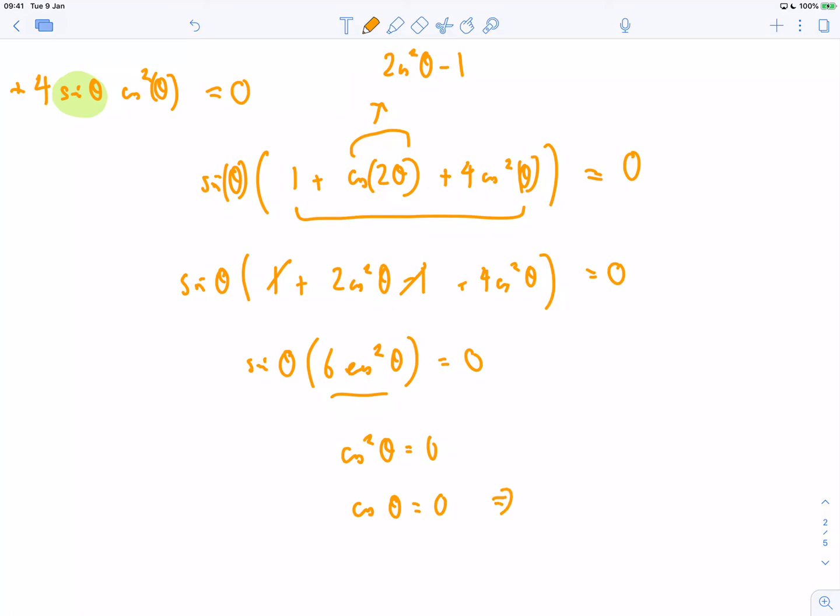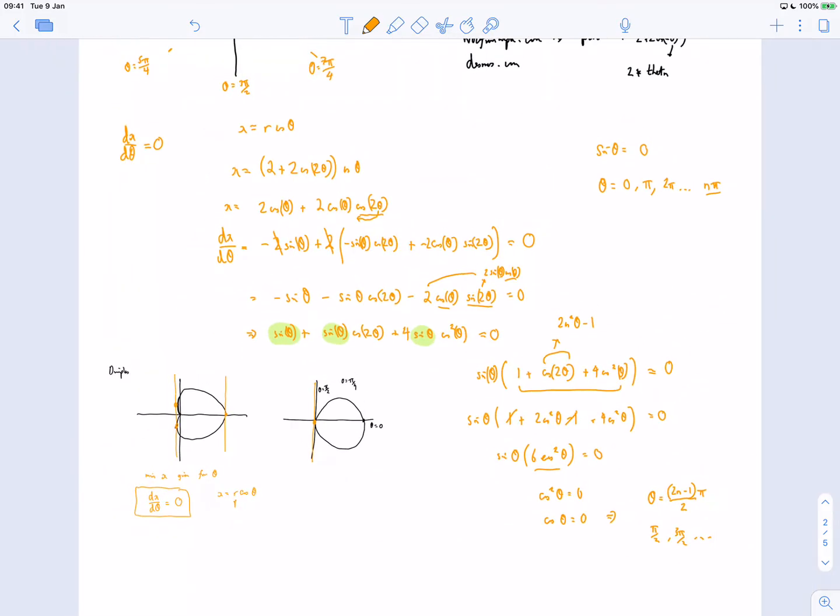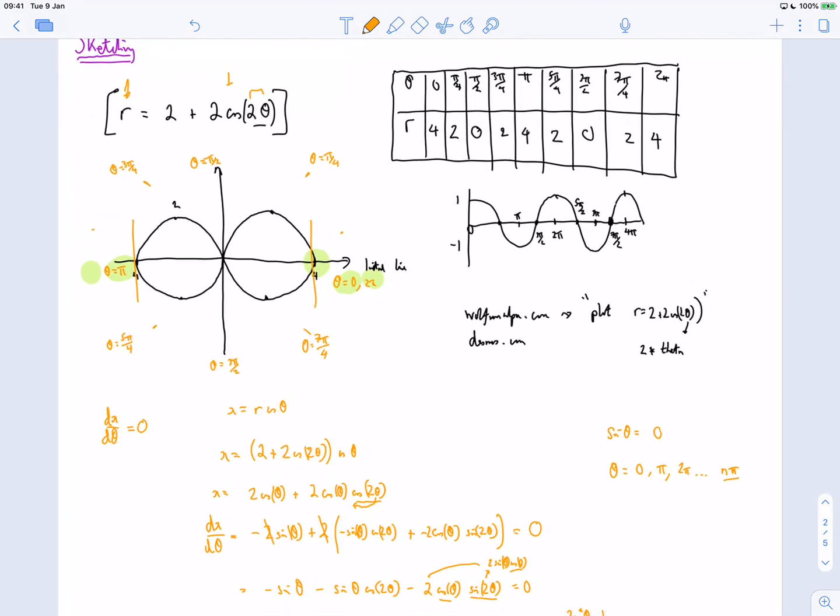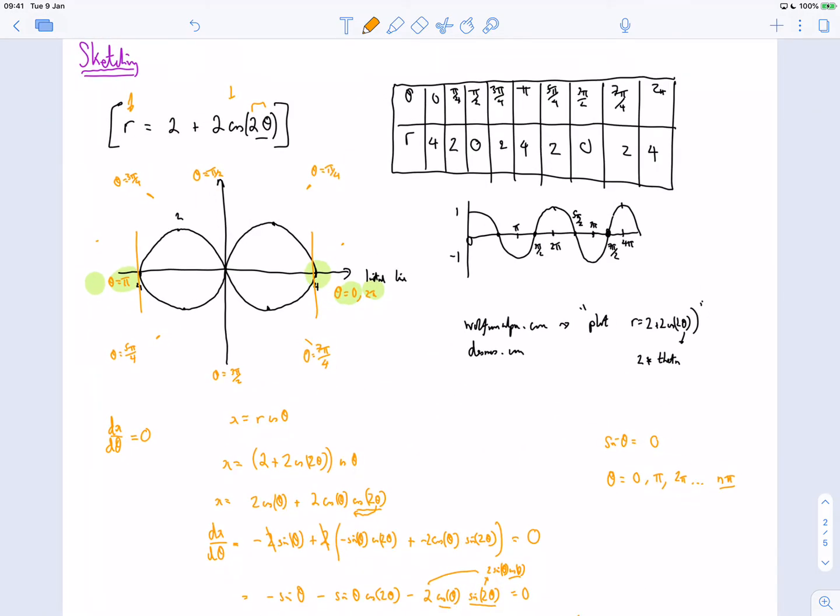And when does cosine theta equal 0? This equals 0 when theta is an odd multiple of pi over 2, doesn't it? I.e. pi over 2, 3 pi over 2, and so on. Okay, what does that correspond to on our graph? Well, when theta is pi over 2, we're at 0. When theta is 3 pi over 2, we're at 0. So in actual fact, it's found this one as well.